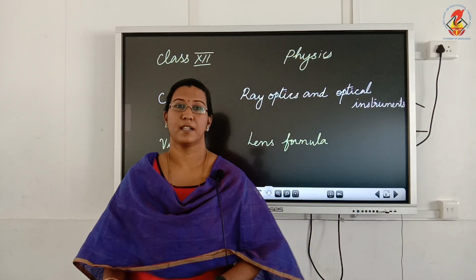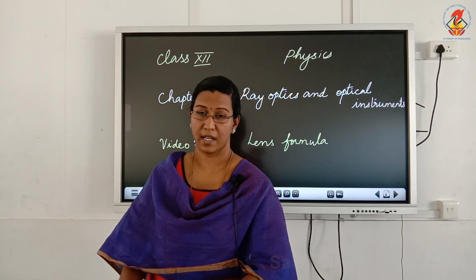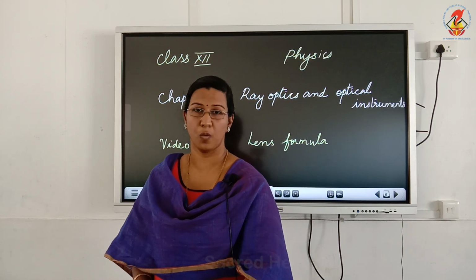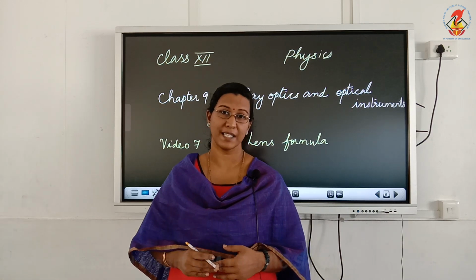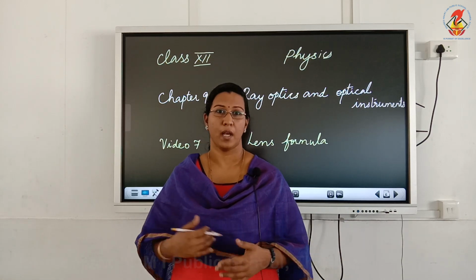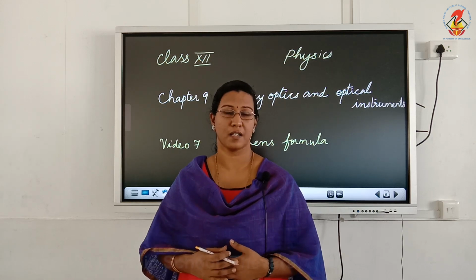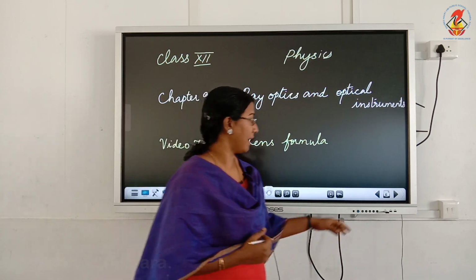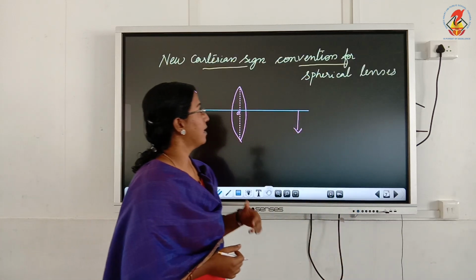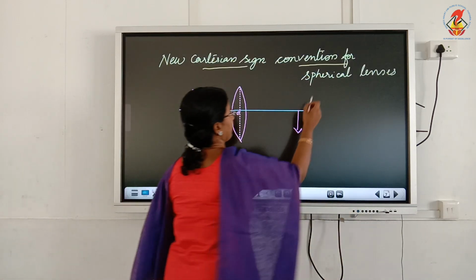Hi students, in this video we are going to study about lens formula. You know what is lens formula, isn't it? It is 1 by f is equal to 1 by v minus 1 by u. We are going to derive this equation in this video. And before going to lens formula, let us see which are the sign conventions used for a spherical lenses.